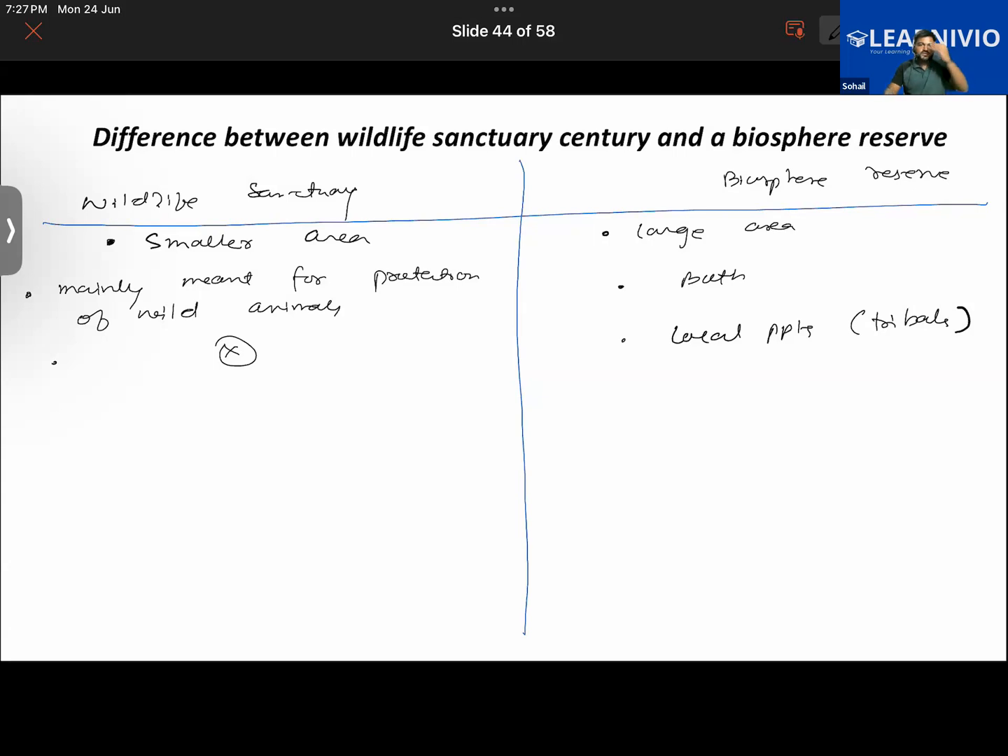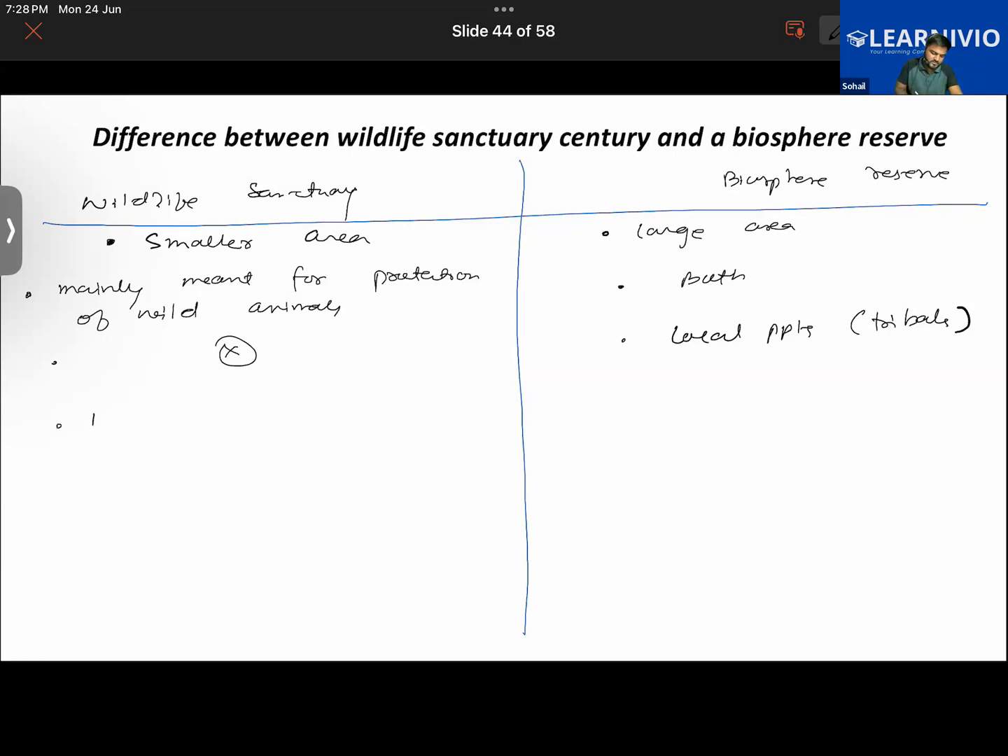So activities like cultivation of crops or cutting down trees for firewood, some economic activities which are compatible with the conservation objectives, would be allowed in the outermost zone of a biosphere reserve. Furthermore, in the case of a wildlife sanctuary, are there any activities like cultivation of land or building of houses? Are they allowed?